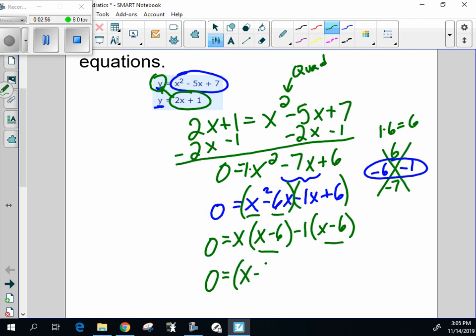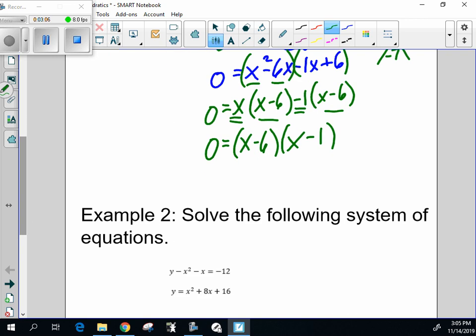Your other factor comes from the greatest common factors that you pulled out of each grouping. So x minus 1. Set each factor equal to 0 and solve. You get x equals negative 6, x equals 1. This is just part of our solution, not all of it.